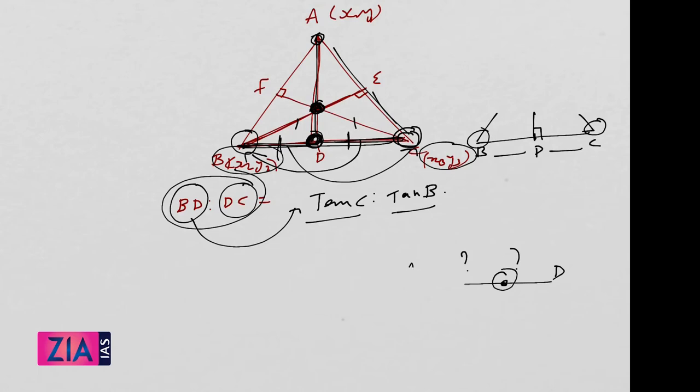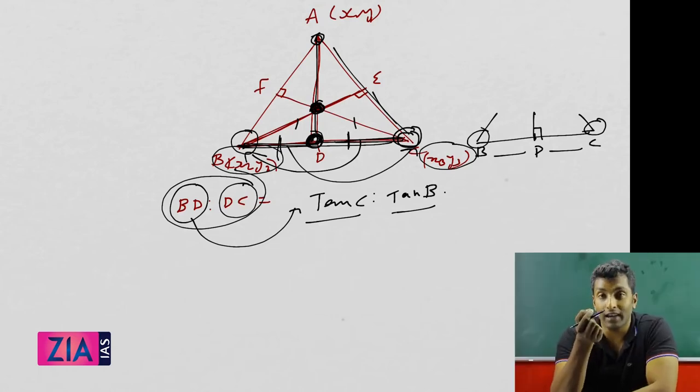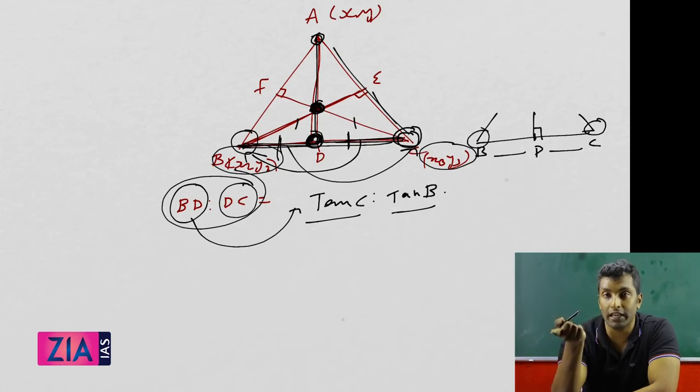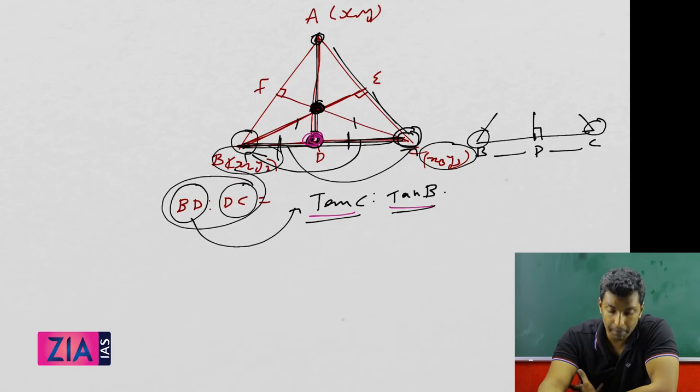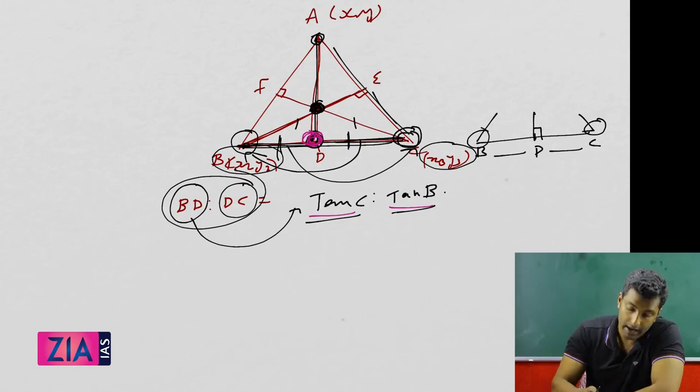So I am just talking about the ratio here. After that you need to do that, okay? So first I tell you the altitude divides the opposite side in what ratio. That's what we have discussed. So with that you can find D. I hope you understood. So the ratio is given, tan C and tan B. So you can find this point D, okay?